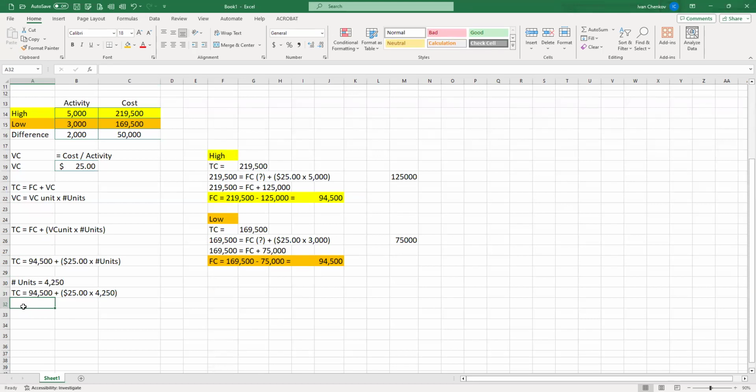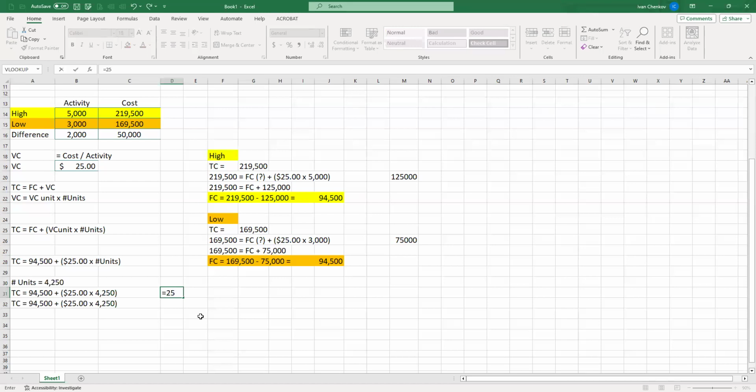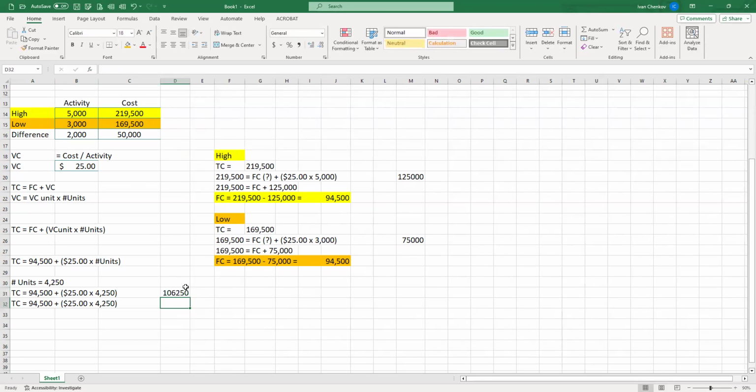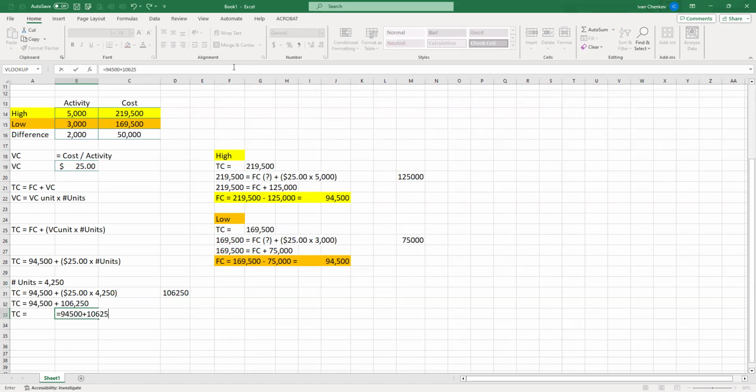Okay, so our total cost will be 94,500 plus, what's that component here? 25 times 4,250. Times, not minus, right? Times. That will be 106,250. And then my total cost will be equal to 94,500 plus 106,250.